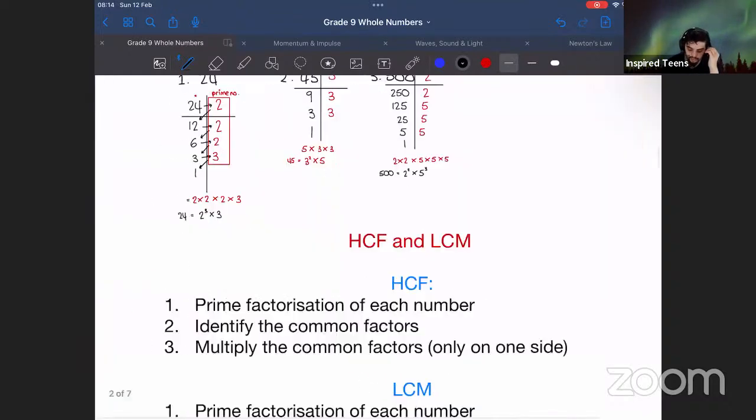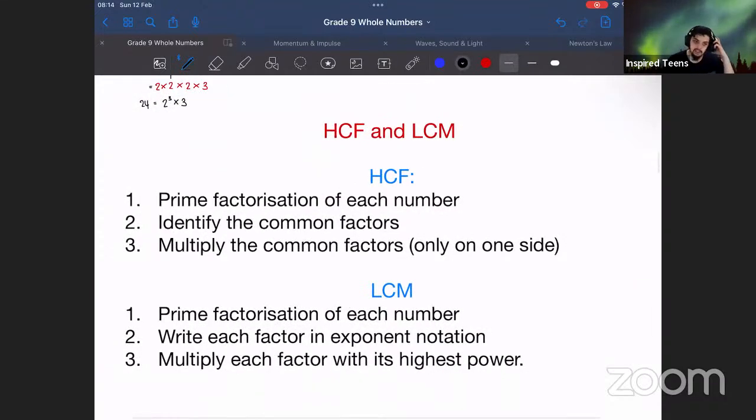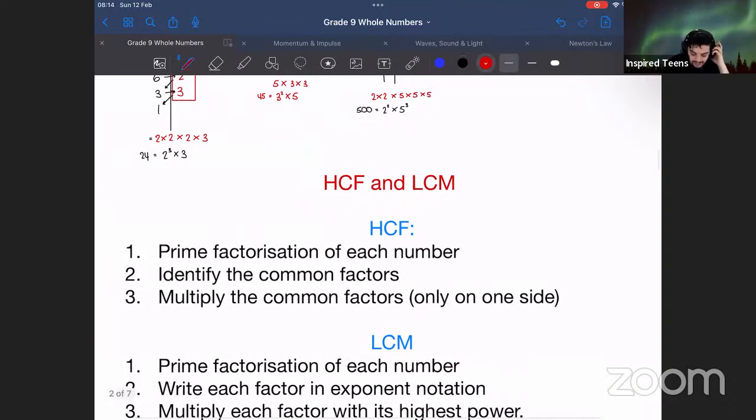Okay, cool. So that's product of prime factors. Let's talk about HCF and LCM. Remember, HCF is our highest common factor and LCM is lowest common multiple. We have steps to calculate the HCF, so let's follow them. In order to calculate the HCF between two or more numbers, firstly, you have to do the prime factorization of each number, which we just revised. Then you have to identify the common factors and multiply the common factors only on one side. Okay, we'll get to that.